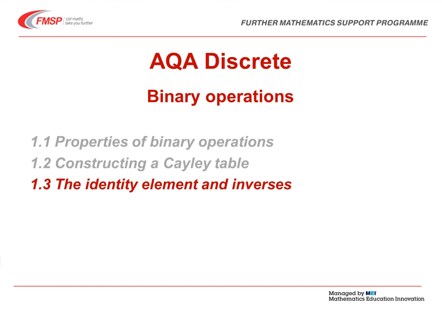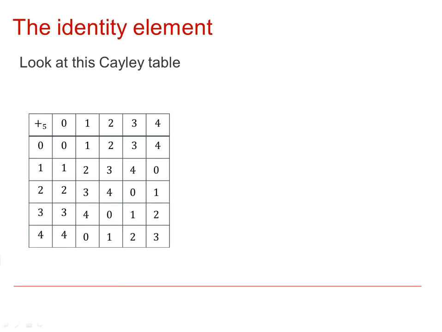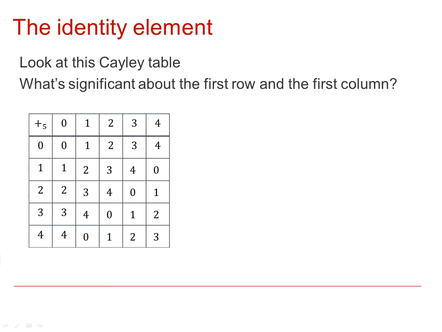This is a video for AQA Discrete Mathematics, Binary Operations section 1.3, where we're going to be looking at identity elements and inverses. I'd like you to start by just having a look at this Cayley table, which shows addition modulo 5 on the set of numbers 0, 1, 2, 3 and 4. In particular, I'd like you to look at the first row and the first column and say, what have we got that's significant about that?